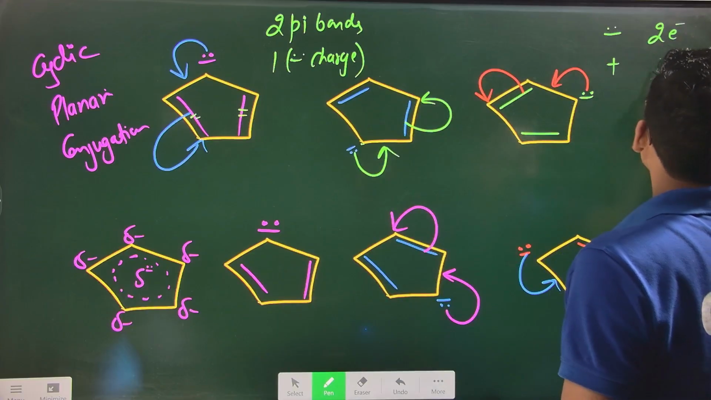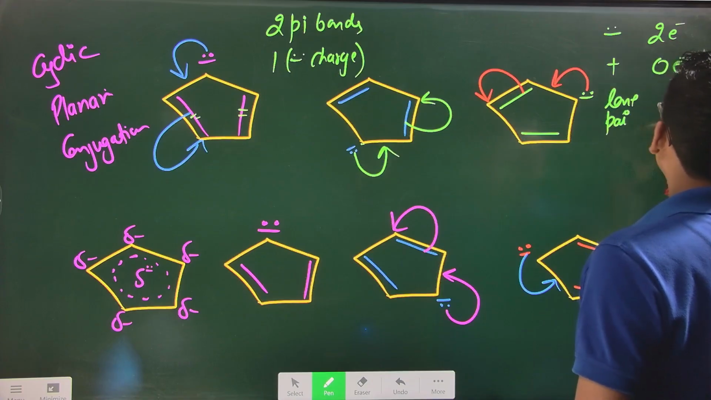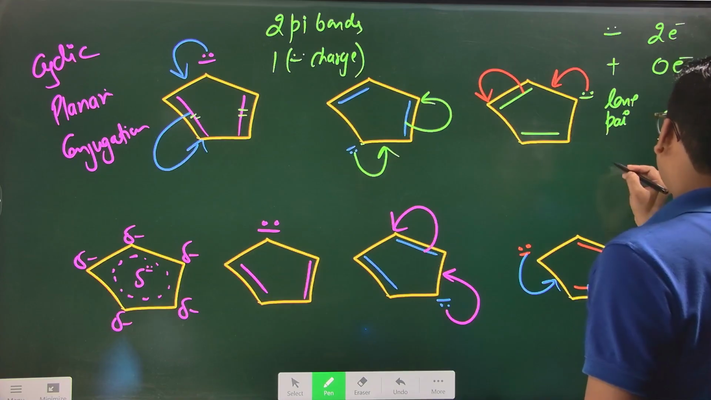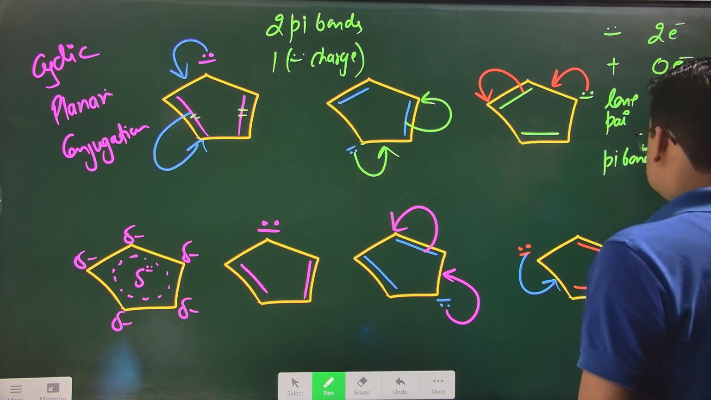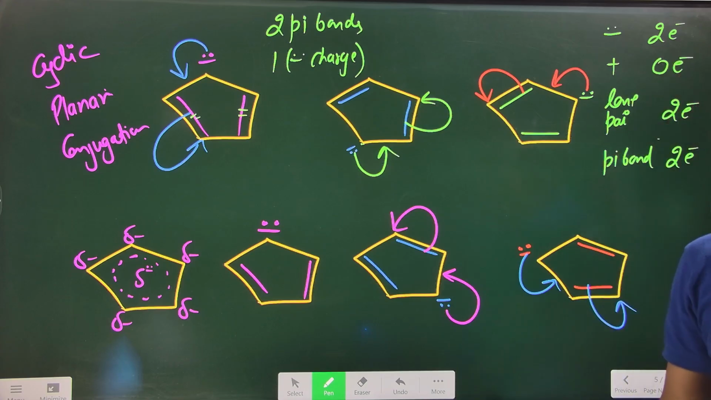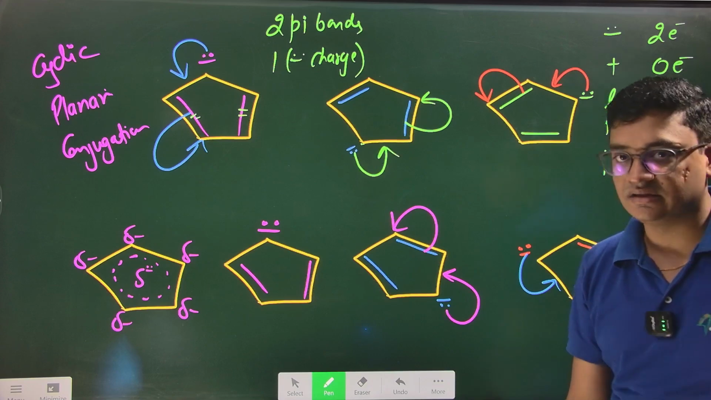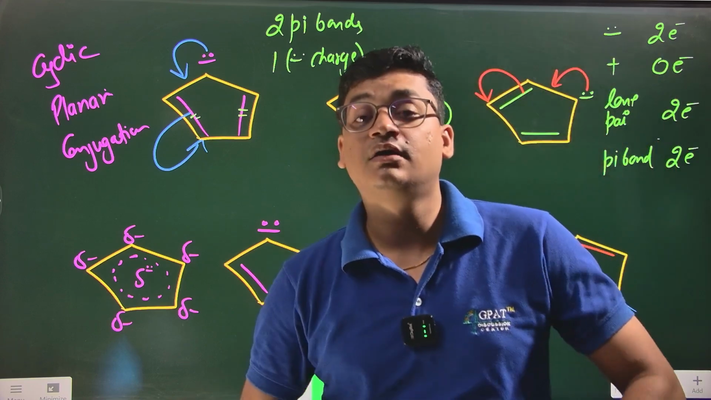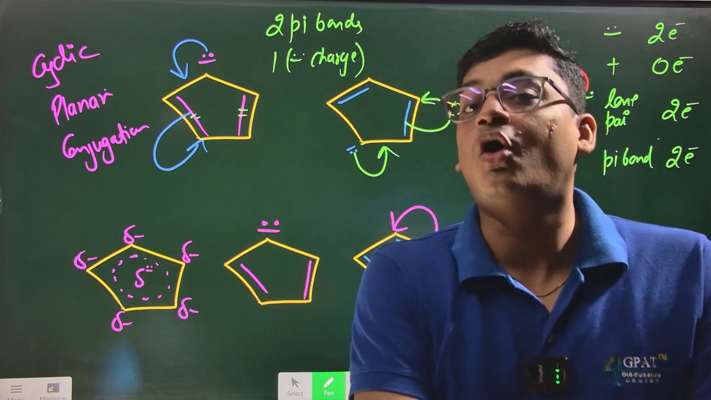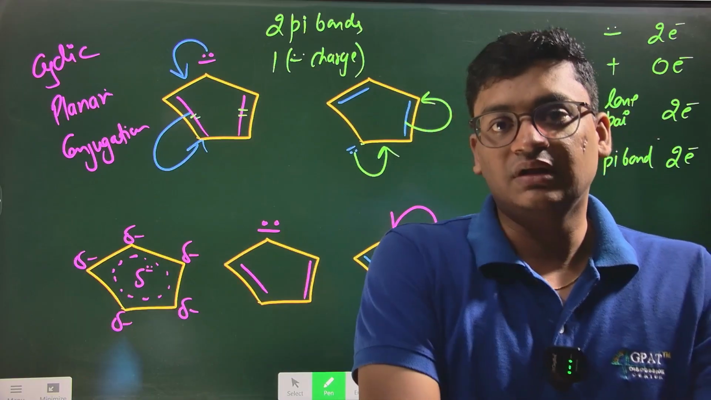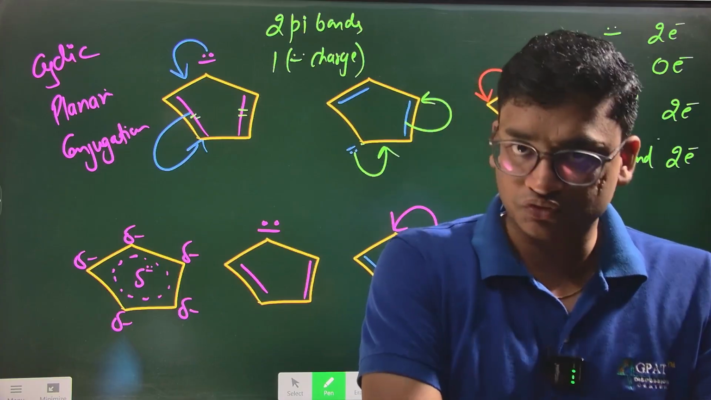A positive charge has zero electrons. A lone pair has two electrons, and a pi bond has two electrons, while a radical has one electron. That's why we have not included a radical, since we have to find a complete whole number. If we have a radical, a single, odd electron in conjugation, we never find a complete whole number by solving 4n plus 2.